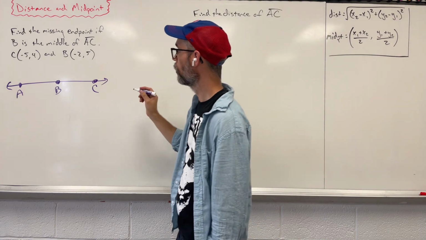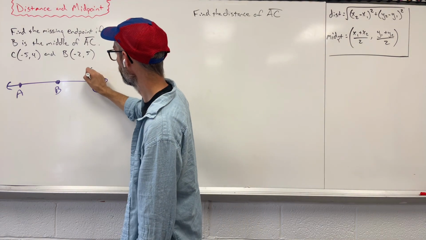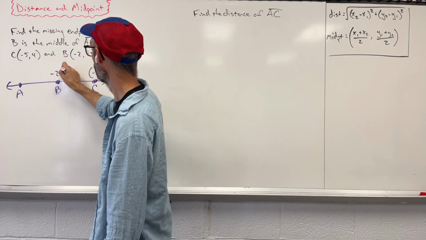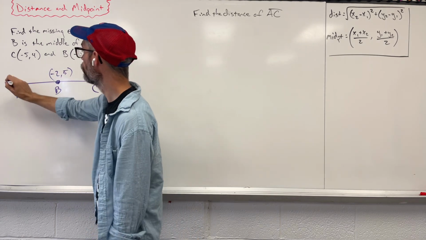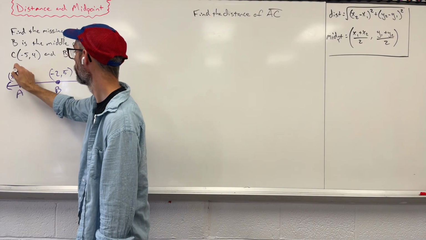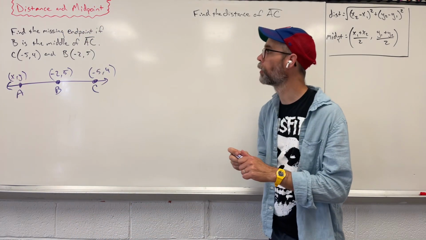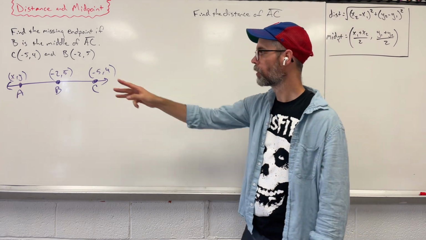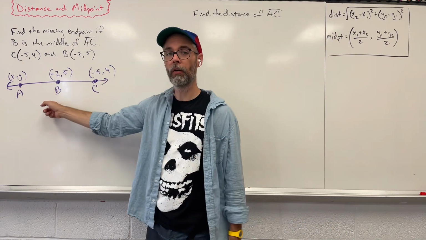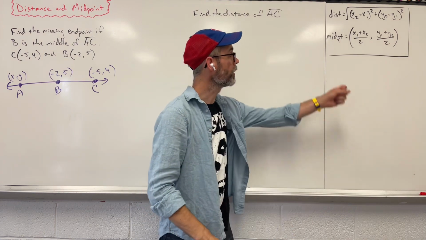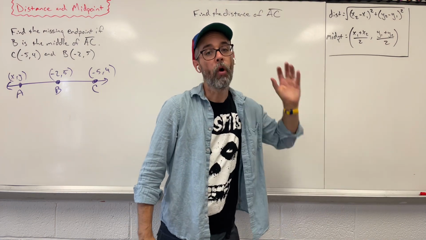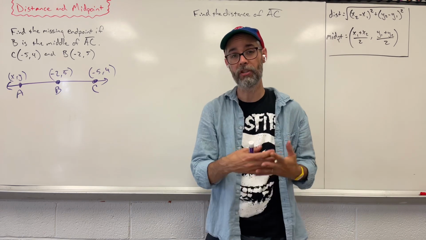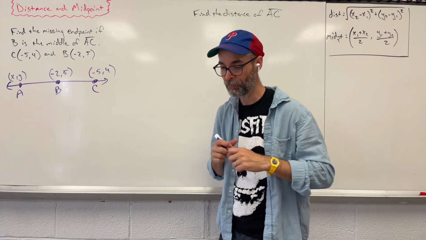Okay, we know that point C is -5, 4, and we know B is -2, 5. We do not know what A is, and that's the whole point here. Find the missing endpoint. Okay, so if we have two endpoints, and we have a middle, I want to focus on using the midpoint formula. So all we are doing is finding the average of the x's and finding the average of the y's.